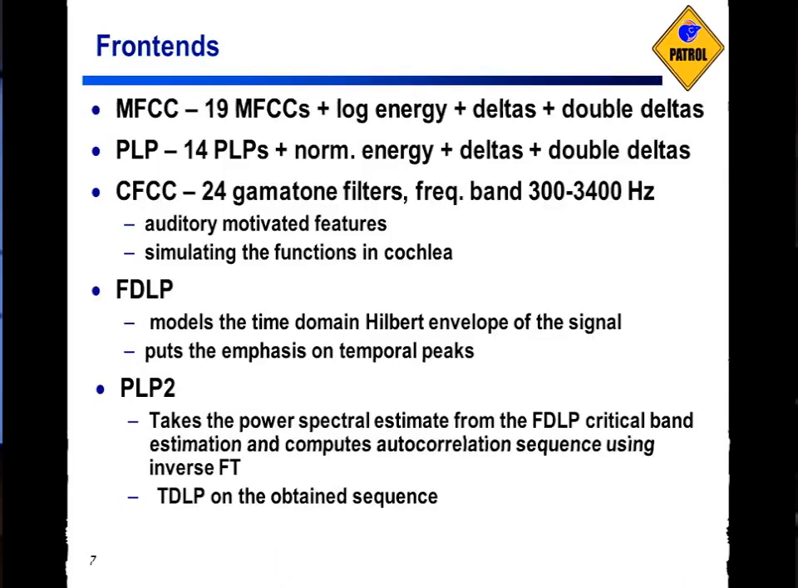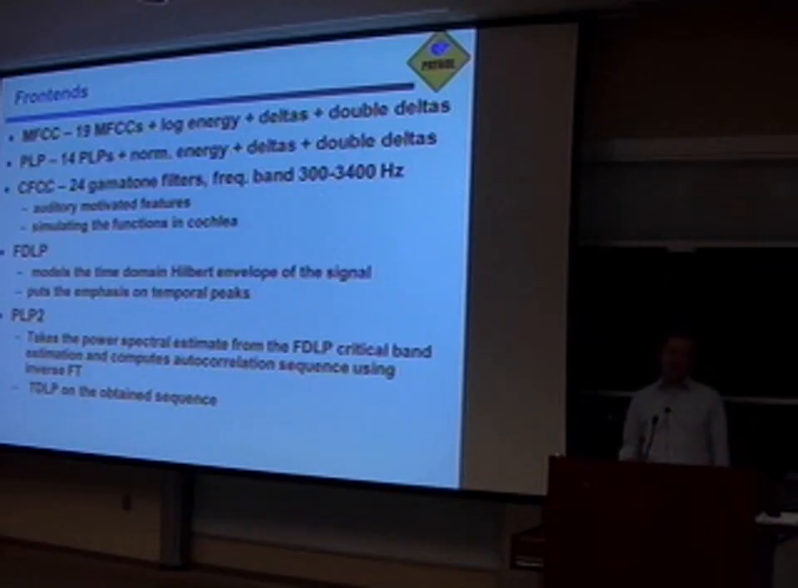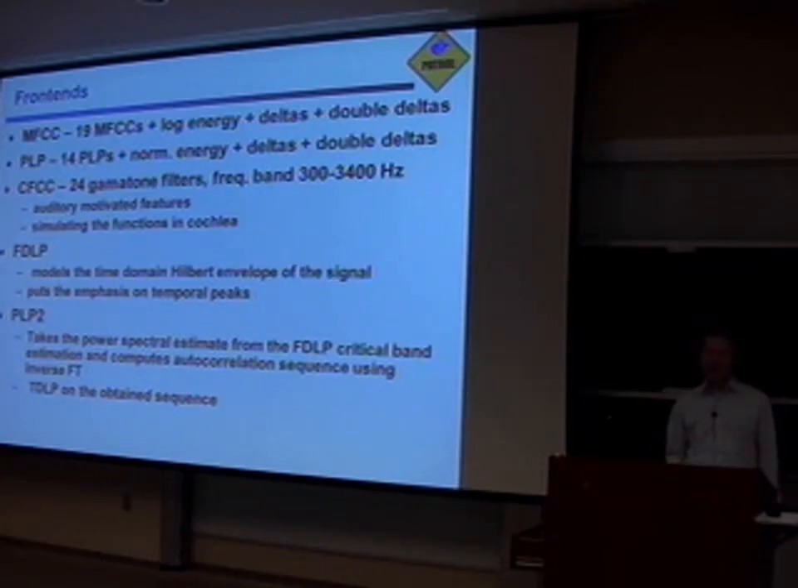So these are various front ends we have used. I will probably not go into the detail. Of course, we have some baseline features which everybody uses all the time, MFCCs and PLPs. And we have them here as a baseline, and we are trying to explore several other different acoustic features which are supposed to be more robust to noise. So these CFCC features, which try to simulate the auditory system or functions in your cochlea, showed up to work pretty nicely for this task. And then we've tried several other features.